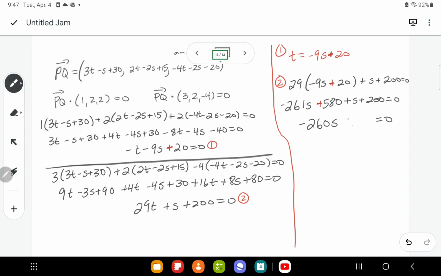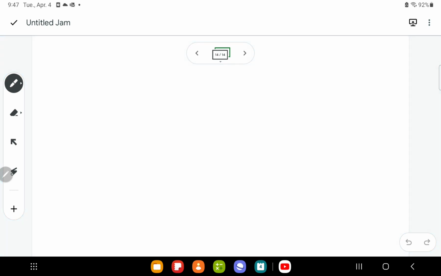So 580 plus 200, now we get 780. So s, when we bring that over and divide by 260, we get s equals 3, which is way, way better. Then t is negative 9 times 3 plus 20. So t is negative 7. Much better. It's always those negative sign mistakes.